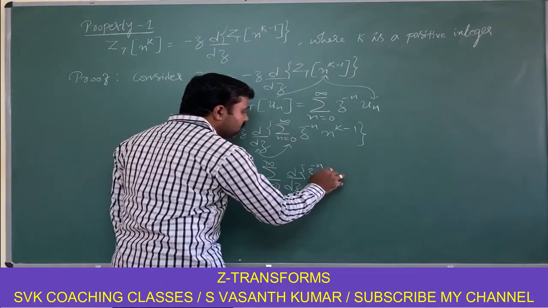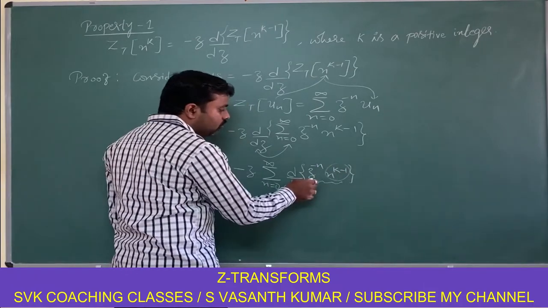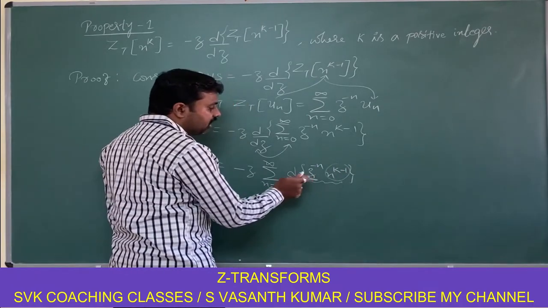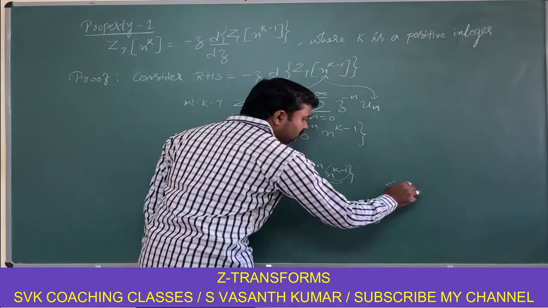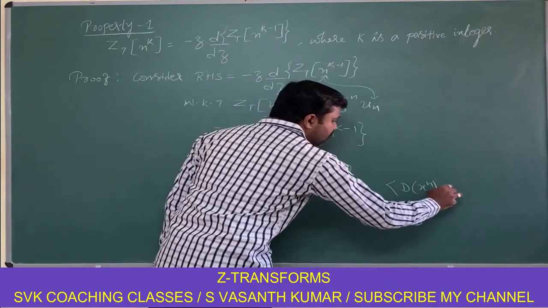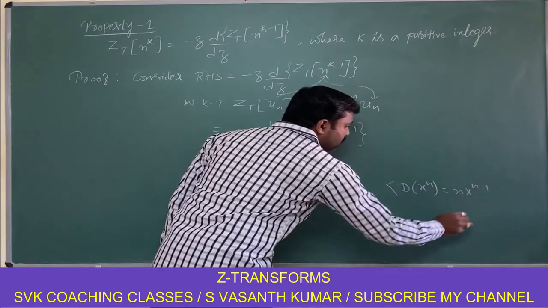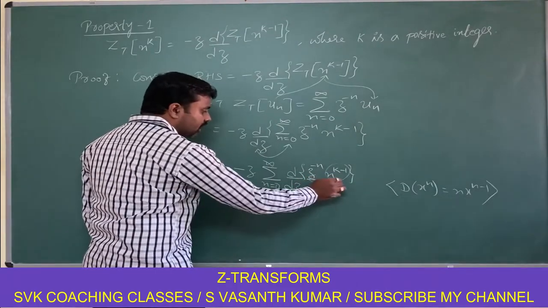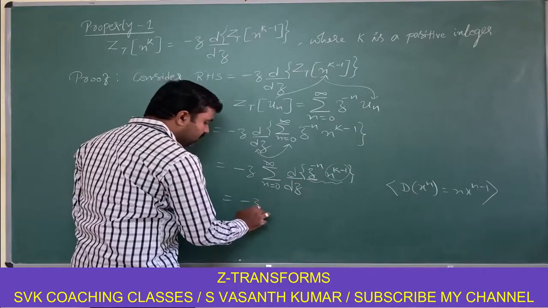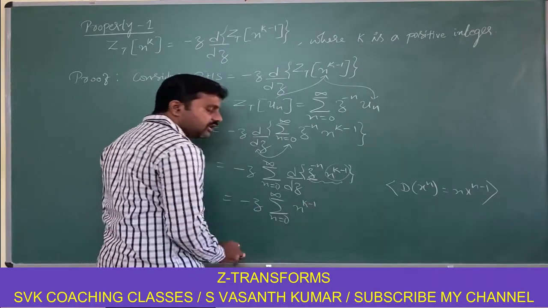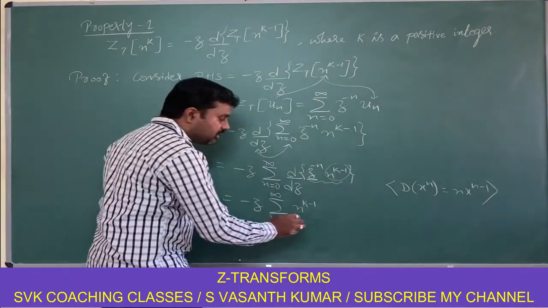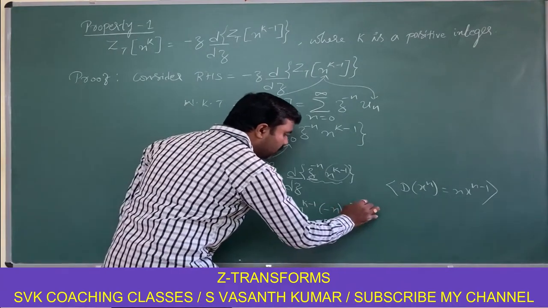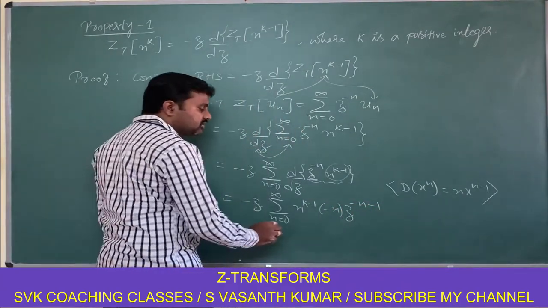Now I want to find the derivative of this term. n power k minus 1 is a constant term here. You are required to differentiate only the term containing z. So the differentiation of z power minus n with respect to z is of the form derivative of x power n. What is the derivative of x power n? n into x power n minus 1. So apply this definition; it is of the form k x power n, so take out the constant term. So minus z into summation n equal to 0 to infinity n power k minus 1, as it is a constant term. The derivative of z power minus n is minus n into z power minus n minus 1.